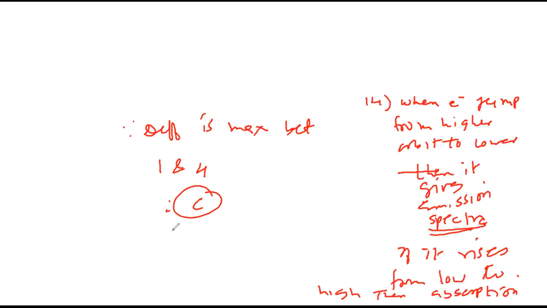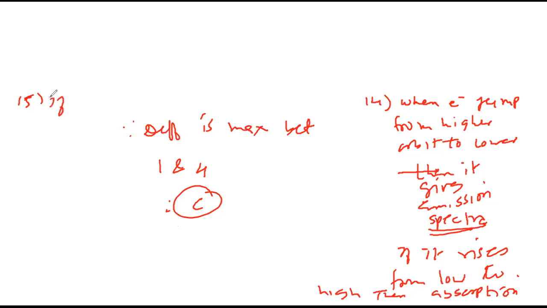Next, 15th. Wavelength of light emitted is minimum. Wavelength minimum, frequency is maximum. During the transition, emitted means it should be from high to low. So 1 to 2 won't work, 2 to 5 won't work. 2 to 1, 5 to 2. Out of these, any one which is giving you minimum wavelength.